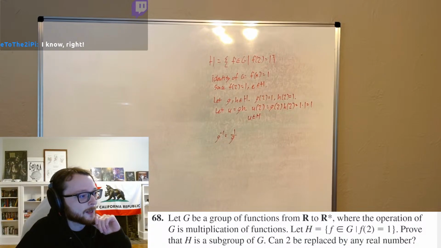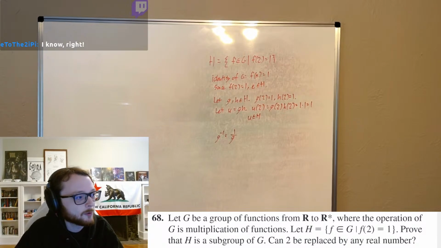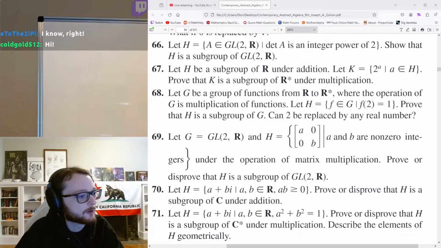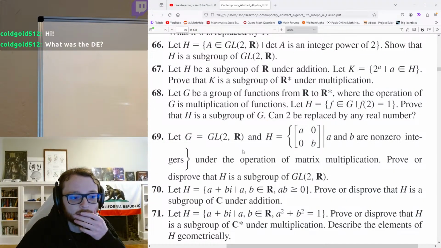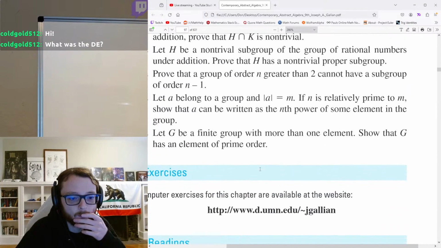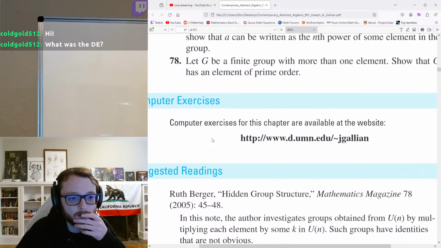For now I'm just doing my usual filler thing of going through the abstract algebra textbook from Penn Center's reading group. Hey, Cold Gold. I'm getting towards the end of chapter 3 here. I'm on 68, and for the ones that Penn Center assigned, we have 4 or 5 more, and then that's the end of chapter 3.